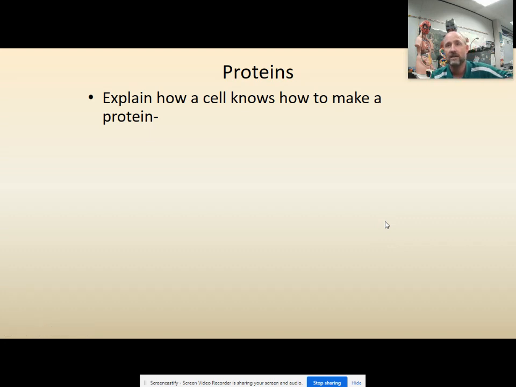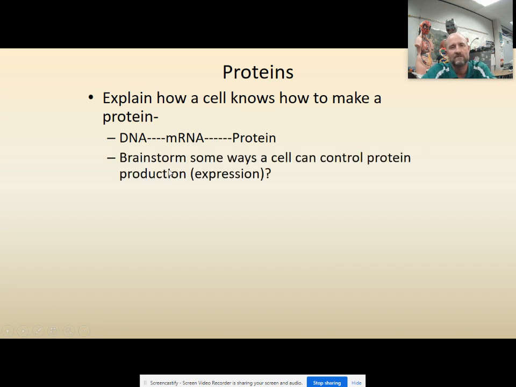Haven't got into this one yet, but this is our next big topic. This is when we'll get into genetic engineering as well. But explain how a cell knows how to make a protein. And it comes down to the DNA. This is the dogma of biology, and its DNA gets transcribed to mRNA in the nucleus. This mRNA then leaves the nucleus and actually joins a ribosome and amino acids in the cell to produce a protein. So this is the code for that sequence of amino acids. Pretty amazing stuff. We are going to spend a lot of time on here.